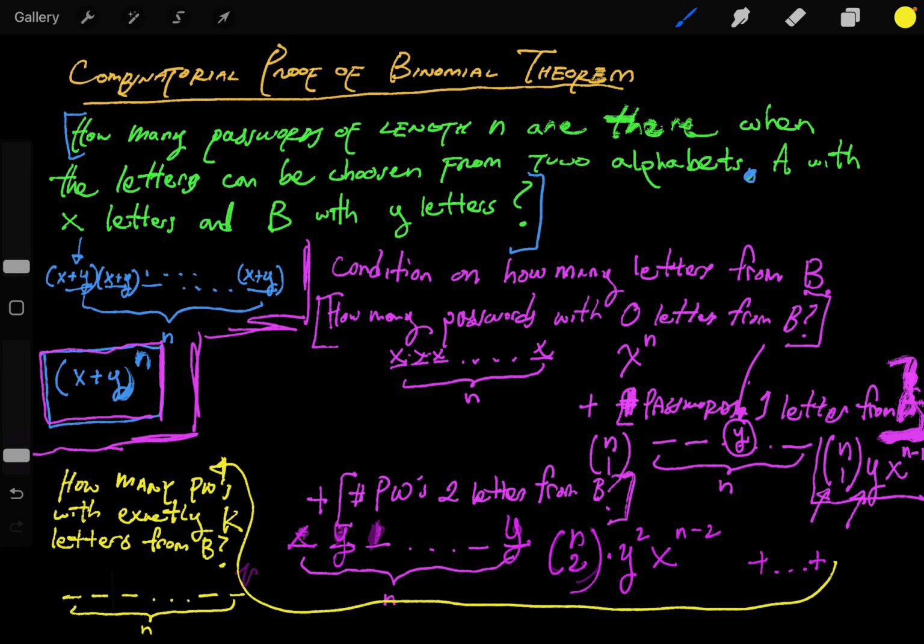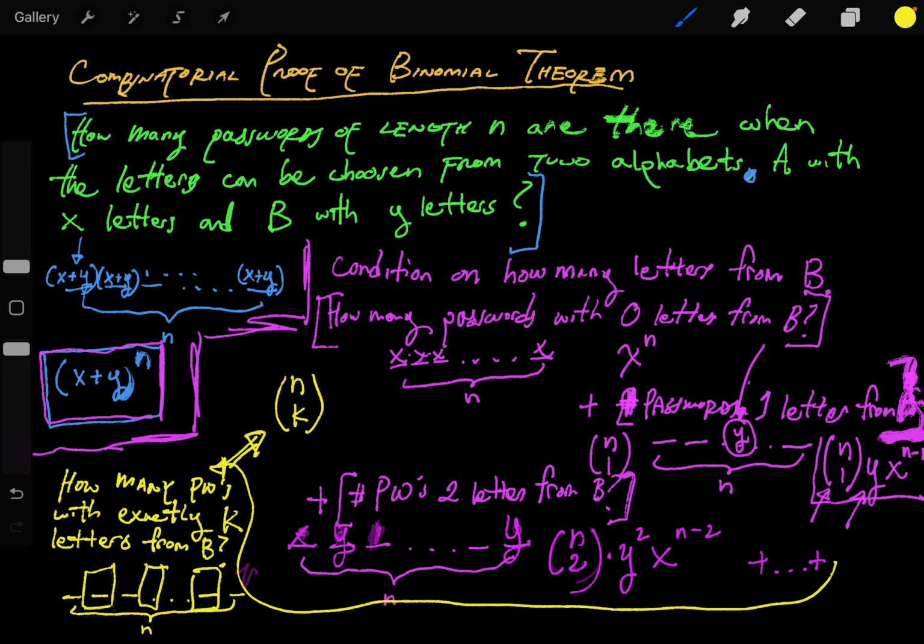This could be a B slot, this could be a B slot, this could be a B slot. Out of the n, I need to choose where I'm going to have my K letters from B. So that's n choose K. So the answer to this is n choose K.